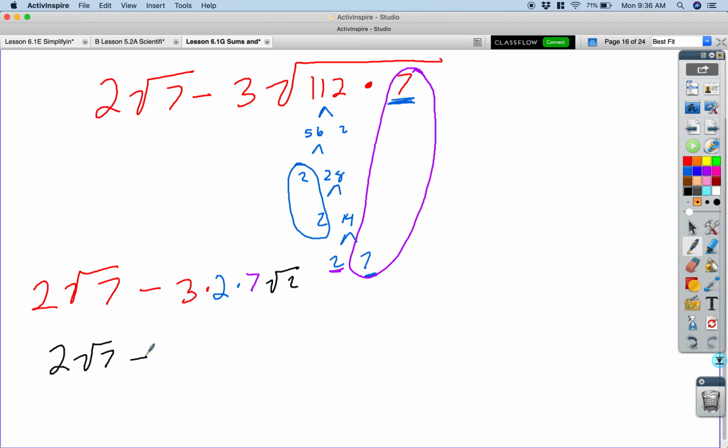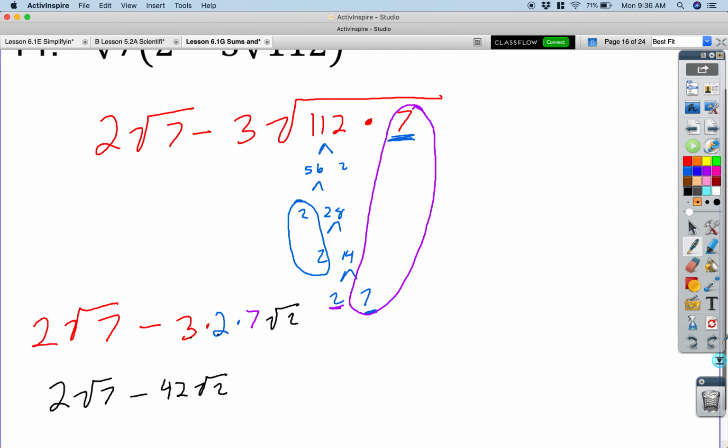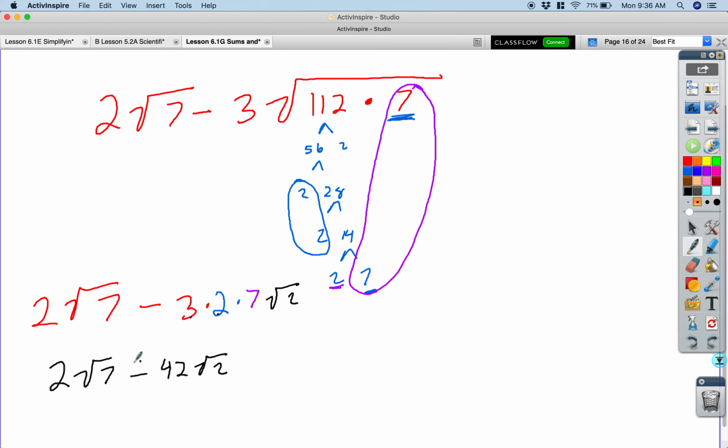All right, so now let's see what I have as my final answer. I have 2 radical 7 minus 3 times 2, which is 6. 6 times 7 is 42. And I have a square root of 2. I then look at those and I say, can I simplify those anymore? And I cannot because they have different square roots. One's the square root of 7, one's the square root of 2.